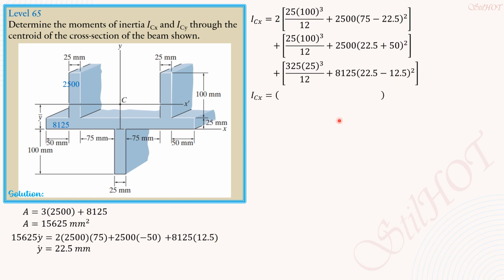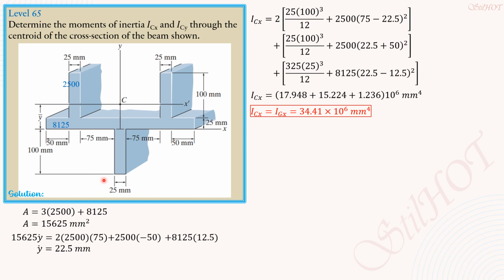So in scientific notation, 10 to the 6, the value of the first term is 17.948 times 10 to the 6, second 15.225, third is 1.236 times 10 to the 6. So ICX is equal to IGX, 34.41 times 10 to the 6 mm to the fourth.